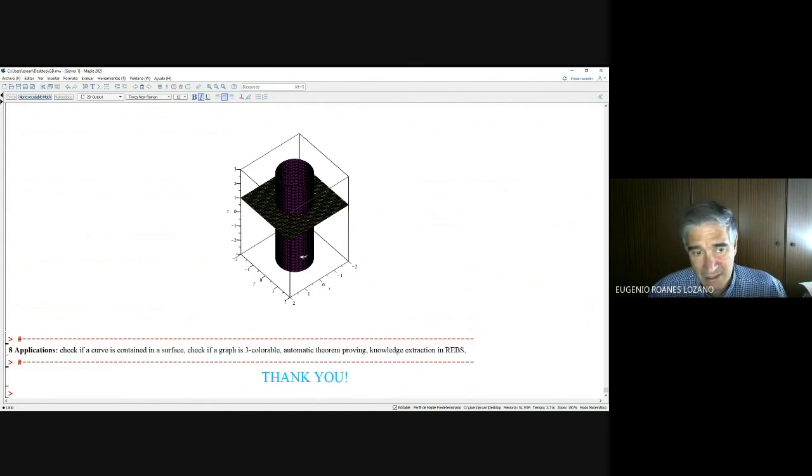Applications of Gröbner basis. There are applications in many fields. For instance, an immediate one is to check if a curve is contained in a surface. It's enough to add the equation of the surface to the equations of the curve. If the Gröbner basis is the same, the curve is contained in the surface. A very curious example is to check if a graph is tricolorable. This is an example by Trager. And there are other examples like automatic theorem proving in geometry, knowledge extraction in rule-based expert systems, etc.